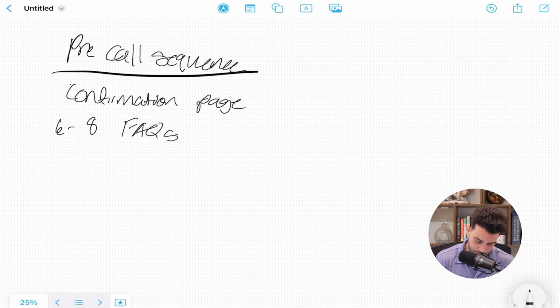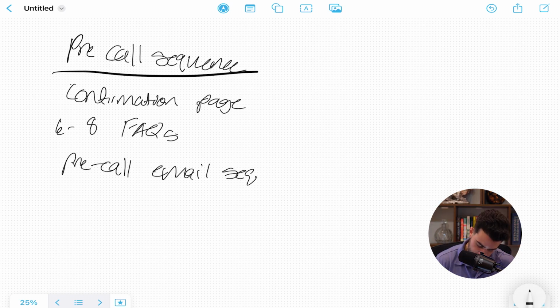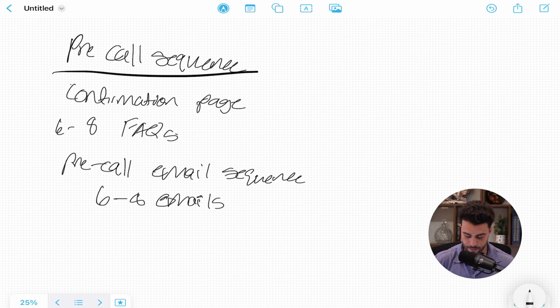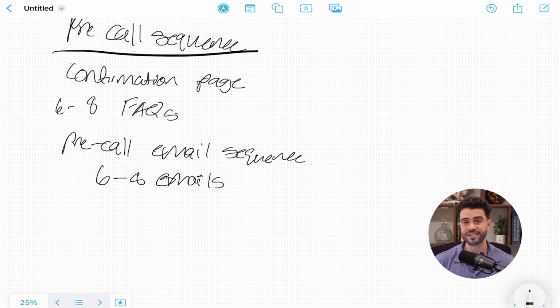And then after that confirmation page, we're also going to have a pre-call email sequence that is going to go out. In this email sequence, we want to have about 6 to 8 different emails that we can send before the call actually happens. Same thing, it's going to be addressing commonly asked questions. It's going to be sending over case studies. It's going to be giving them value-dense insights. We don't want to be spamming these people with just, like, hey, make sure you show up to the call. No, we want to be giving them information that actually educates them and tells them exactly why you guys are the best fit for them.